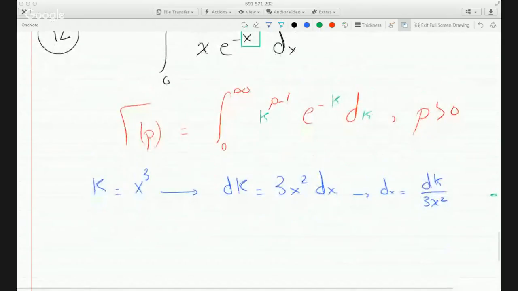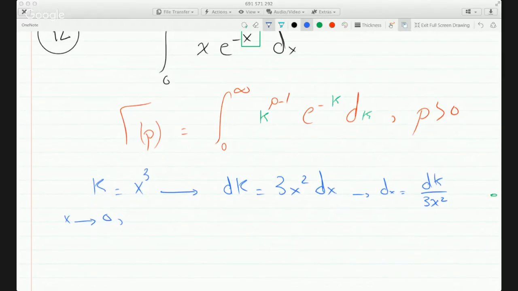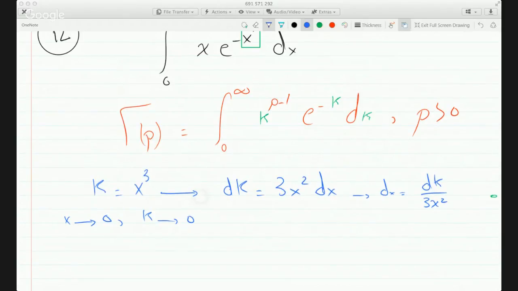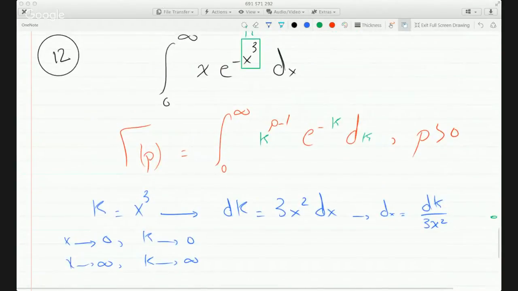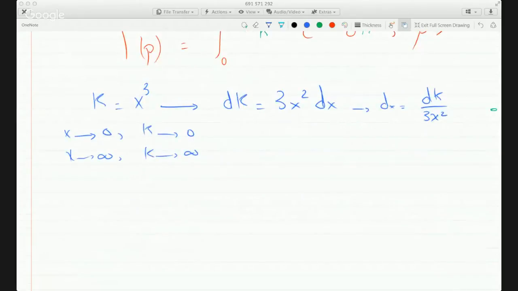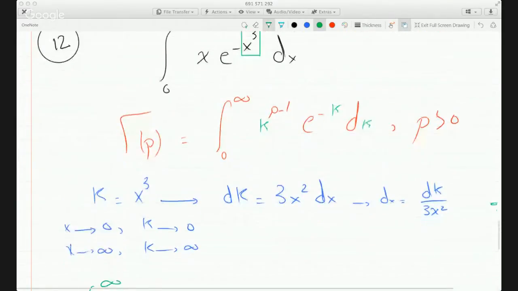Now, of course, also notice that the bounds don't change. As x goes to 0, k goes to 0, because if you plug 0 into x cubed you get 0, and as x goes to infinity, k also goes to infinity. So the bounds are not affected, and I can do this transformation as long as the bounds are not affected. So I would get 0 to infinity, plugging it back into the integral.